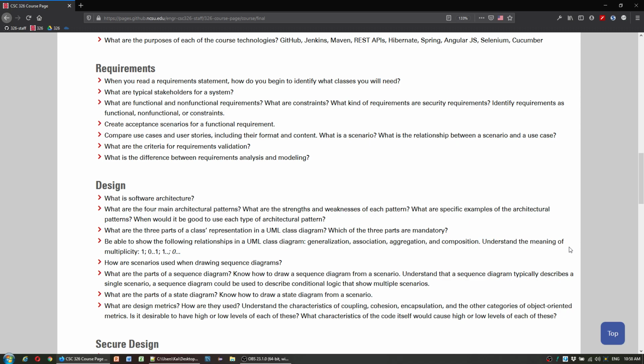The next topic that we have here, and one that is relatively newish for this course, is requirements. So how do we get from a customer says, I want this thing, to something that software engineers can actually implement, something that is nice and precise?